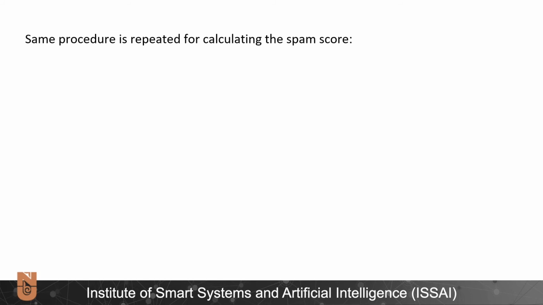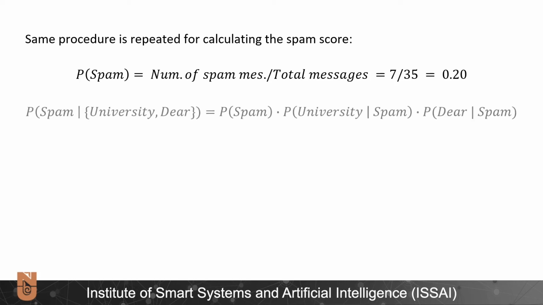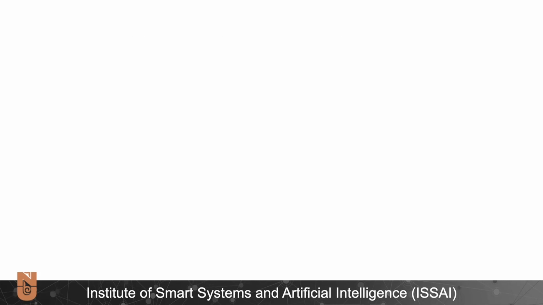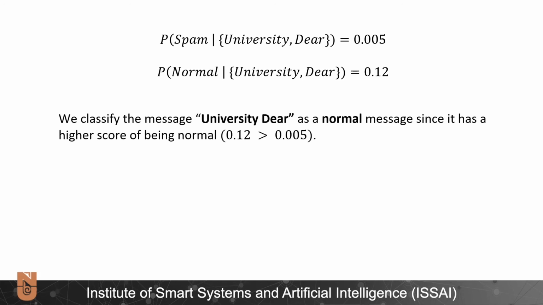The same procedure is repeated for calculating the spam score. We calculate the probability of this message being spam, which is equal to 0.2, and plug in the values: the probability of spam given that content is "university dear" is equal to 0.2 multiplied by 0.11 multiplied by 0.22, which is equal to 0.005. So having calculated two scores, we can decide whether this message is spam or normal. We classify the message "university dear" as normal, since it has a higher score of being a normal message.